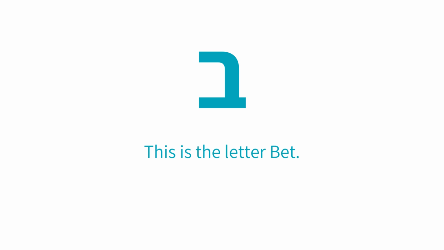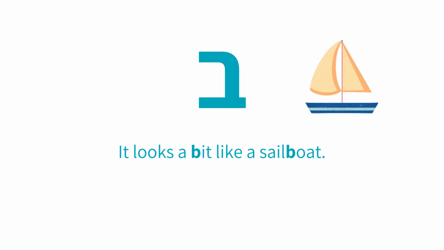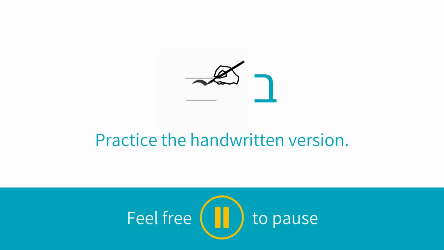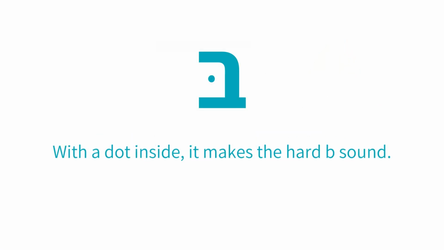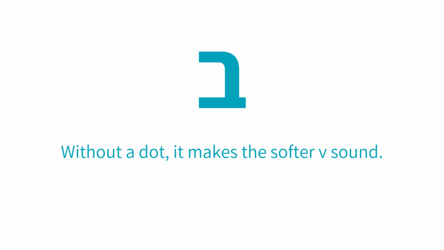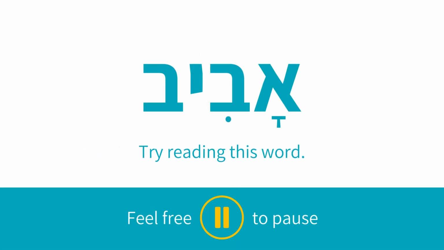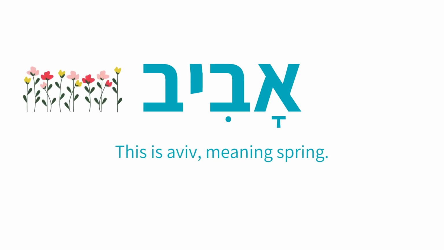This is the letter Bet. It looks a bit like a sailboat. Practice the handwritten version. With a dot inside, it makes the hard B sound. Without a dot, it makes the softer V sound. Try reading this word. This is Aviv, meaning spring.